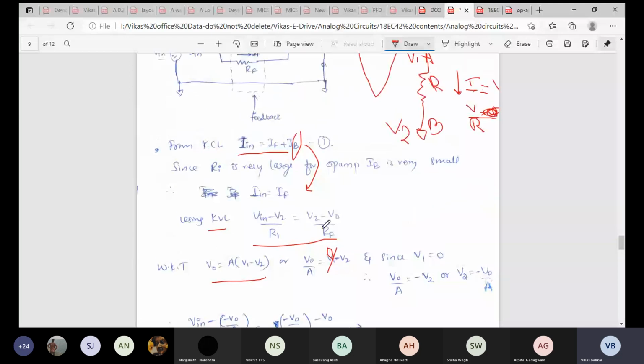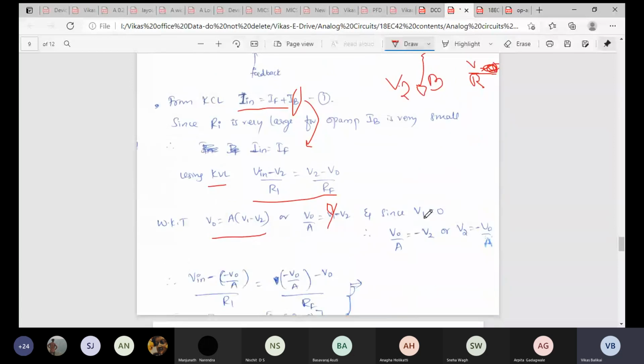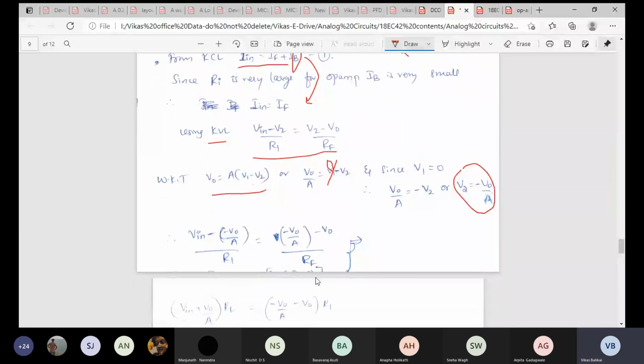Now I know V_in, I know V2, V0 will be V0, and R1 and R_F I'll keep as they are. Now I can substitute these values in this equation. V_in I am keeping as it is. In the place of V2, I am keeping minus V0 by A, which I obtained just now. And again it is equal to: V2 is what? Minus V0 by A, minus V0, whole divided by R_F, on the left whole divided by R1. So this is the equation I'm going to get now.